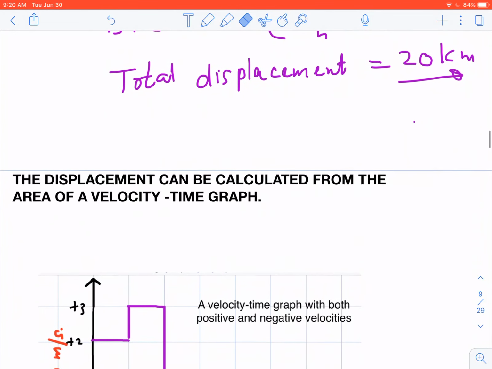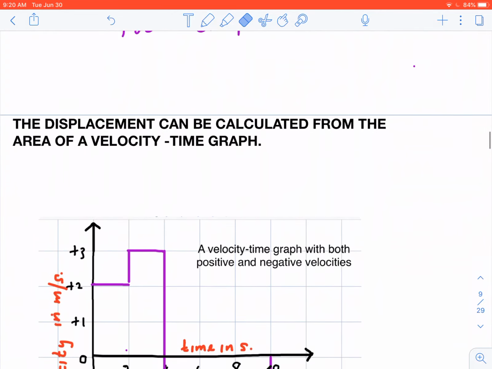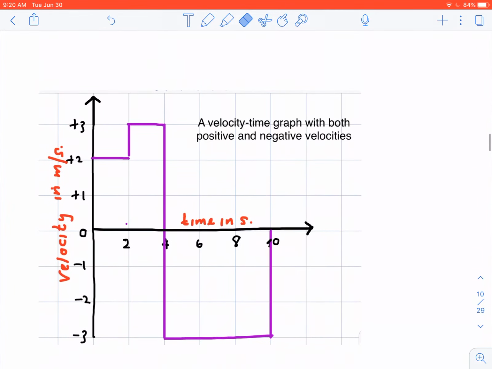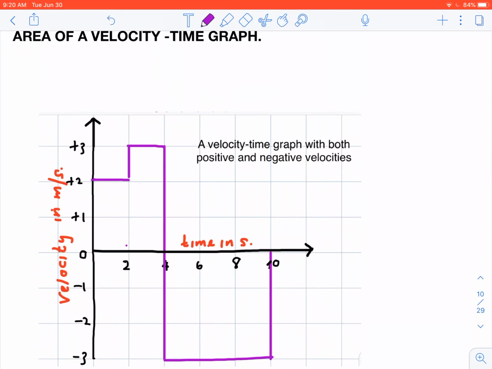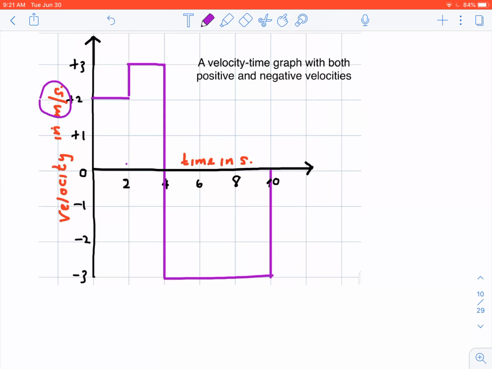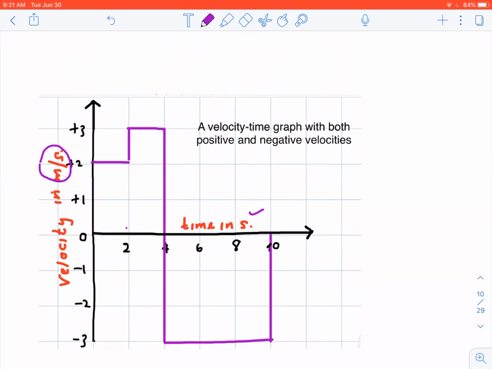Now let's look at how we determine the displacement from this graph. Here you have, for instance, velocity given in terms of meters per second and time in seconds. So we say, okay, we want this area, let's call it A, and let's call this area B, and let's call that area C. So we want to determine the displacement.